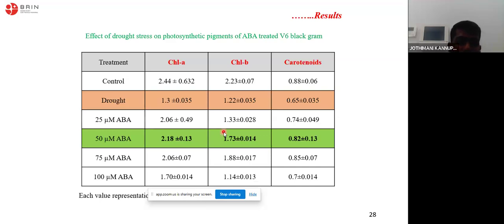This slide shows the effect of drought stress and photosynthetic pigments of different concentrations of ABA treatment. The photosynthetic pigments such as chlorophyll A, B, and carotenoid were increased in 50 micromolar ABA treated black gram plants when compared to other ABA treatments and drought stress induced black gram plants.